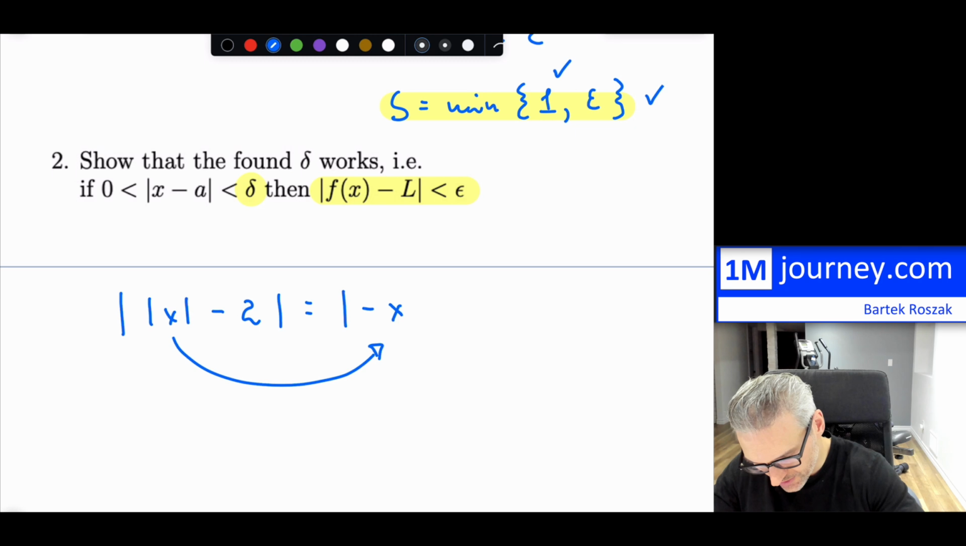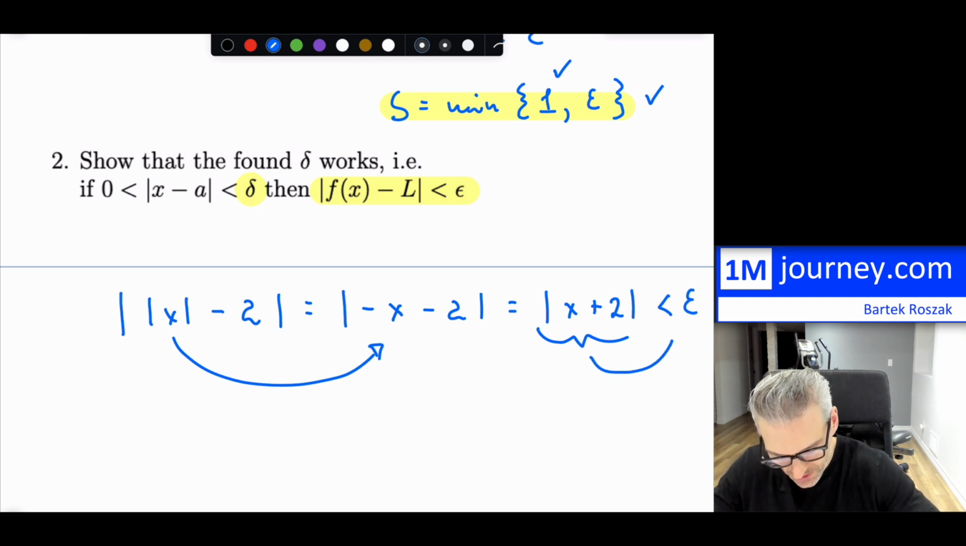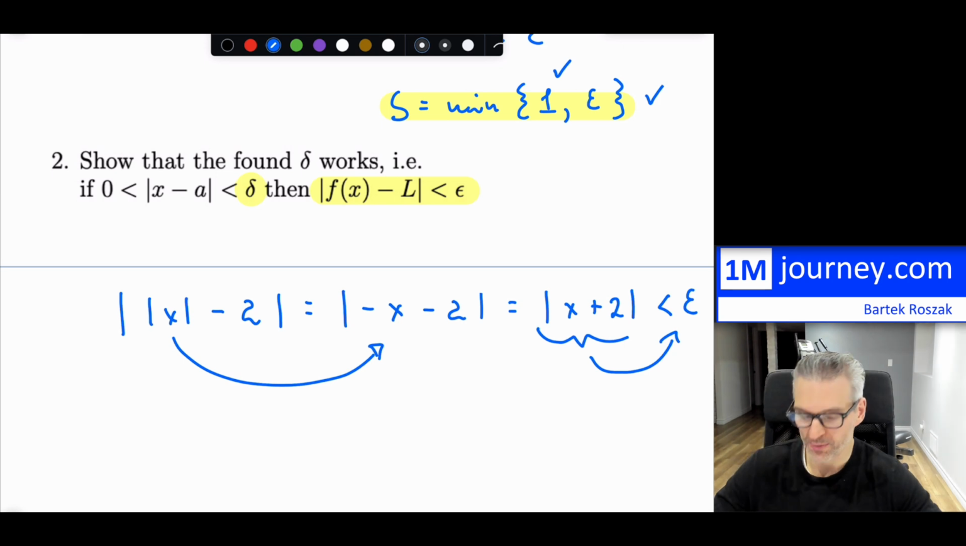So we know that this is the case, and therefore this is going to be negative 2, which is just equal to, you take out the negative, so you're going to get x plus 2, which is going to be, so this right here is going to be just your epsilon, right? So this is what we have. It's supposed to be less than epsilon right there. All right, so that's this, and that's what we wanted to be able to show.